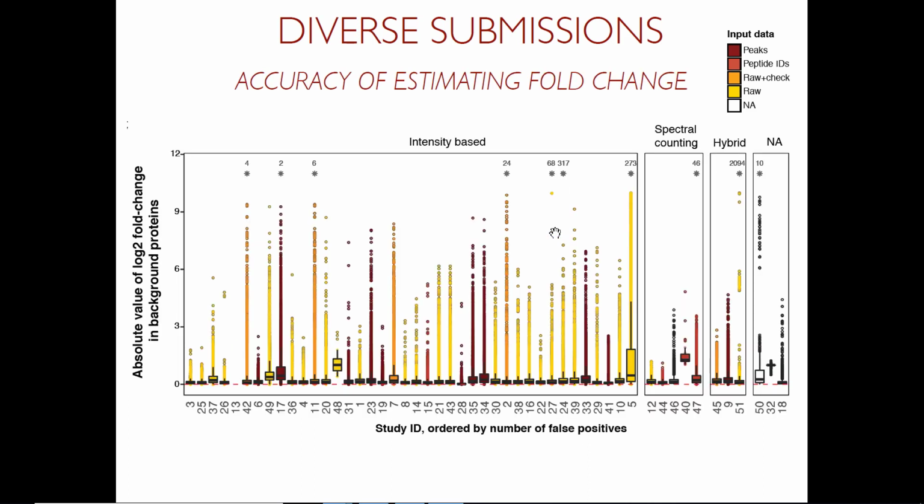Okay, so we also asked the participants to report fold changes between conditions. So here we have study ID, and the study ID is in the same order as in the previous slide. And here the y-axis is the log fold change only among the background proteins, and this is the log fold change reported by the participants. So on the log scale, the fold change is supposed to be 0, and so here's the absolute value. So it has to be as close to 0 as possible.